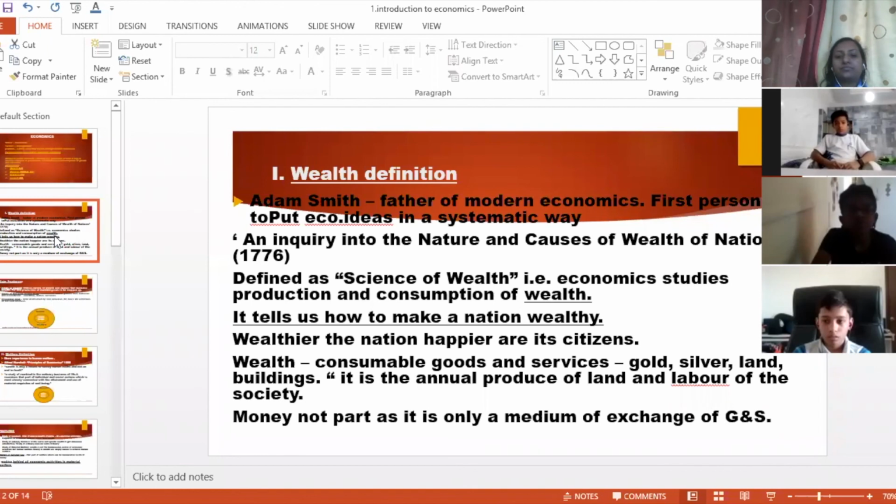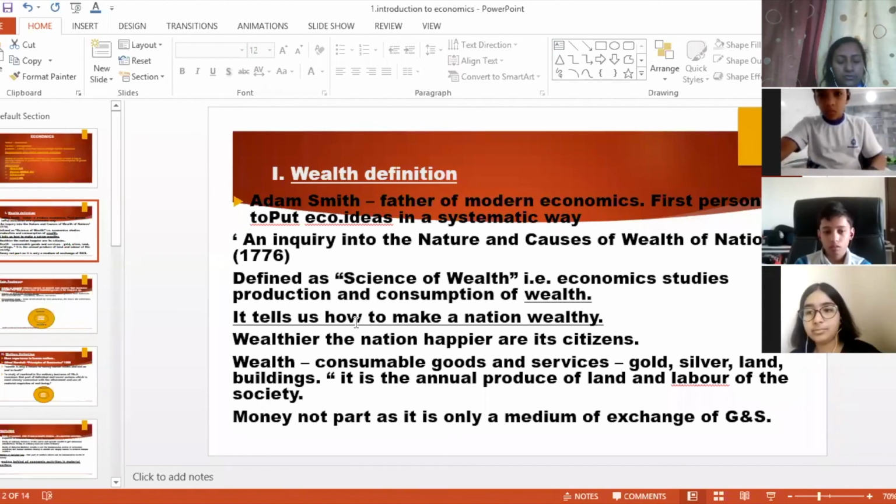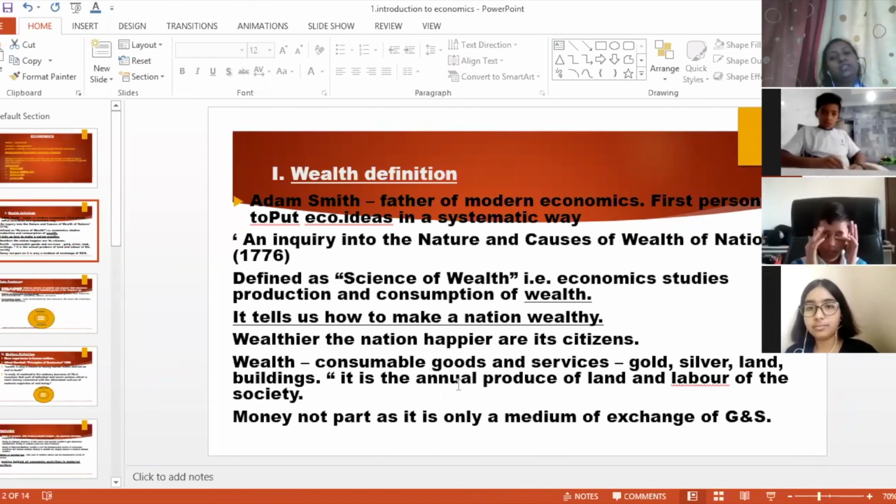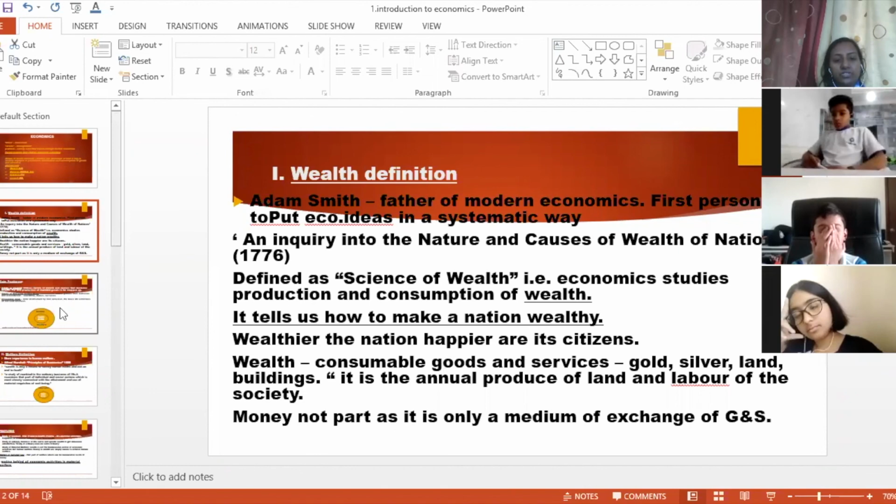Economics, according to Smith, should tell us how to make a nation wealthy. Money was not considered part of wealth because he considered money only as a medium of exchange for goods and services.